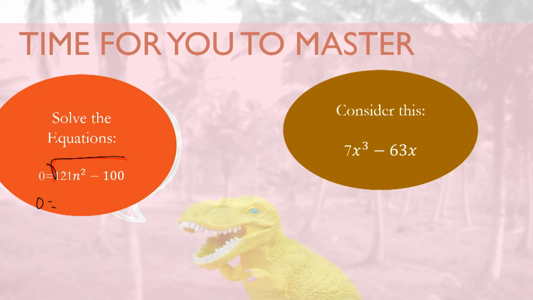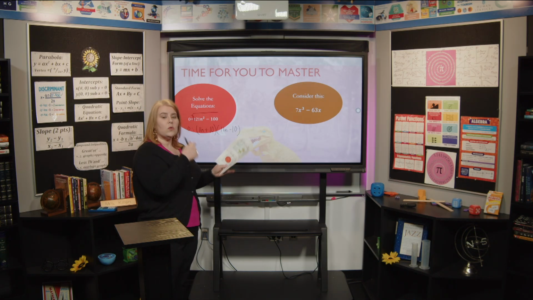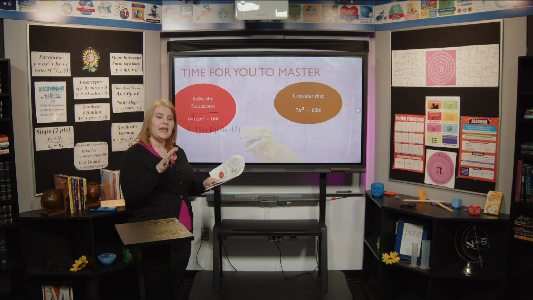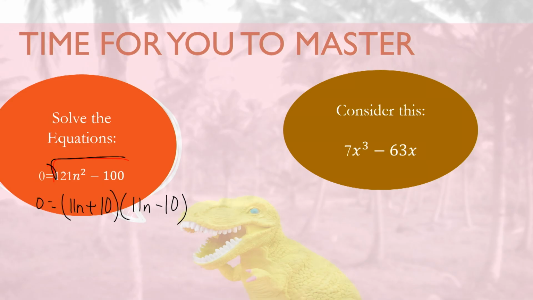So I'm going to build those two binomials. I have 11 and 11. Square root of n squared is n. With these perfect squares, I have a plus and a minus. Square root of 100 is 10. Now, this one has where it equals 0. So that means it's looking for those answers, looking for those roots, looking for those solutions. So what I'm going to do is make both of these binomials equal 0 and solve for my variable. So let's see.